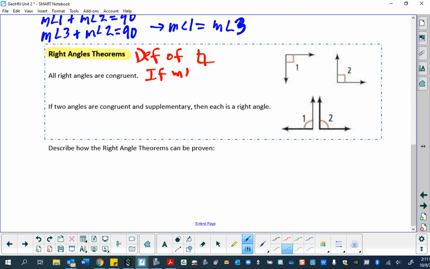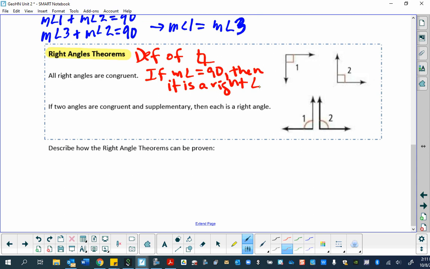if the measure of an angle is equal to 90 degrees, then it is a right angle. Definition of right angle is a 90 degree angle. So if every right angle is 90 degrees, then doesn't that make sense that all right angles are going to be congruent? So how to prove that?